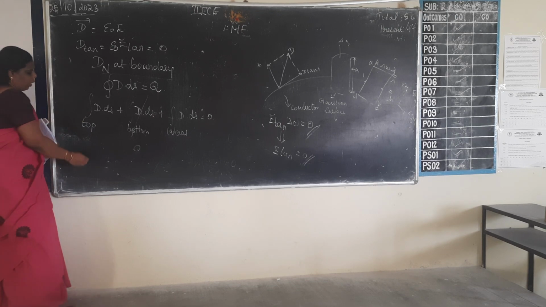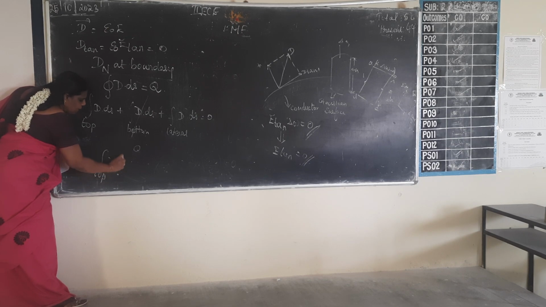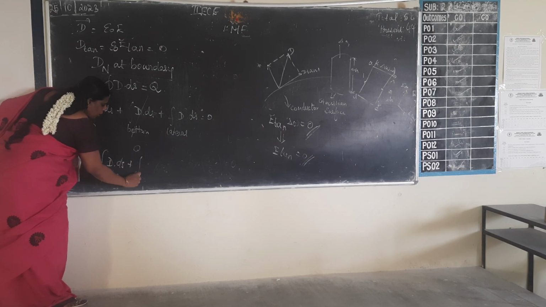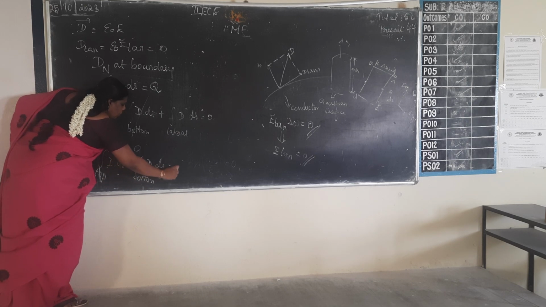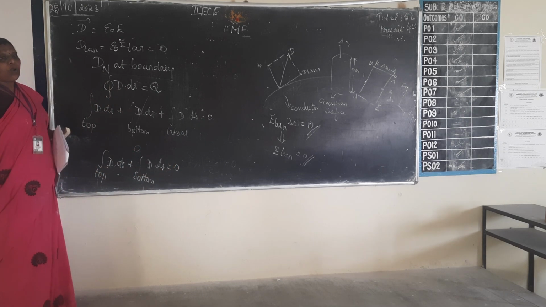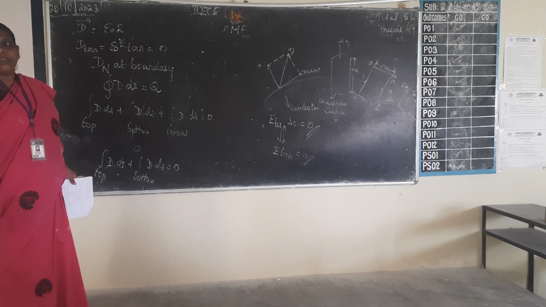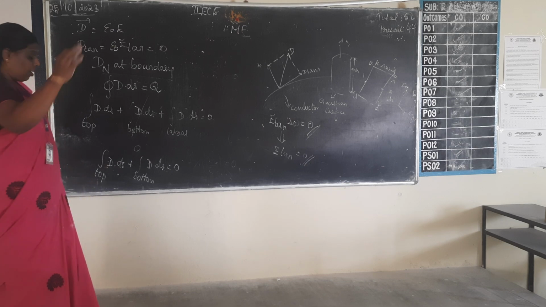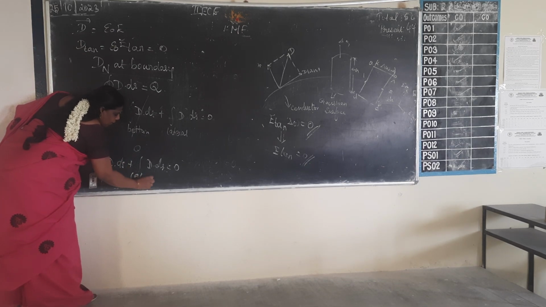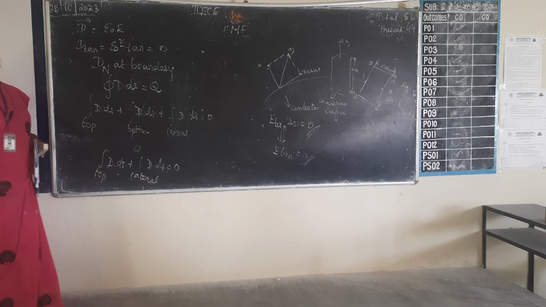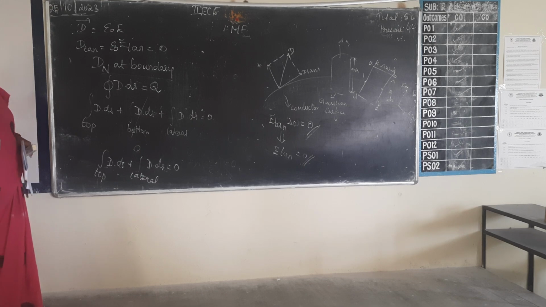So only two areas are left out. Top D dot ds plus lateral D dot ds is equal to 0. So clear? Please follow along with me. Integral of top D dot ds plus lateral D dot ds is equal to 0. Right.